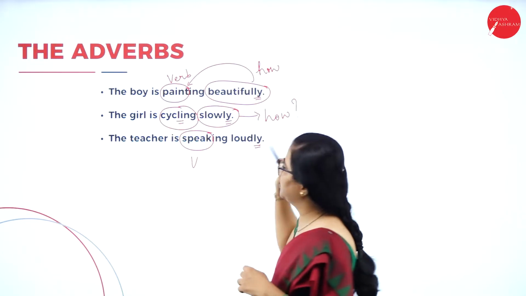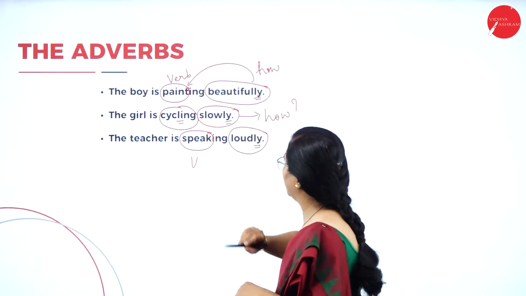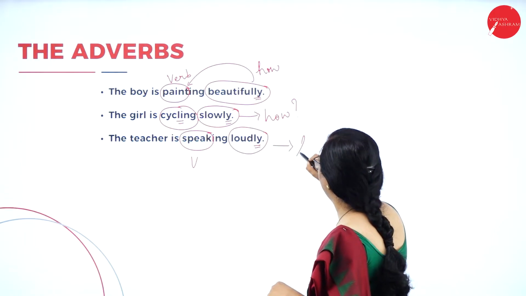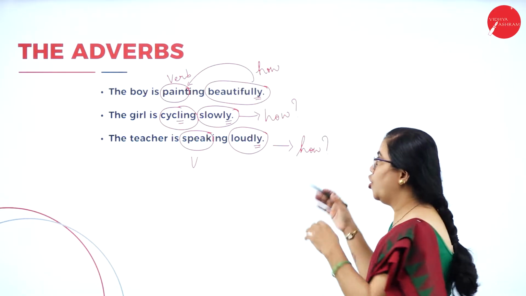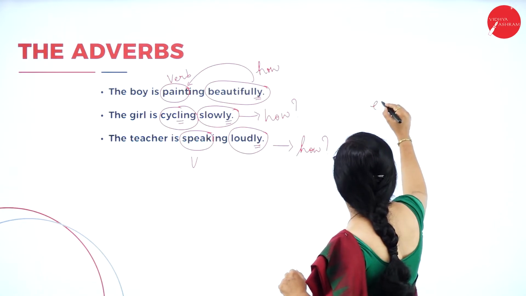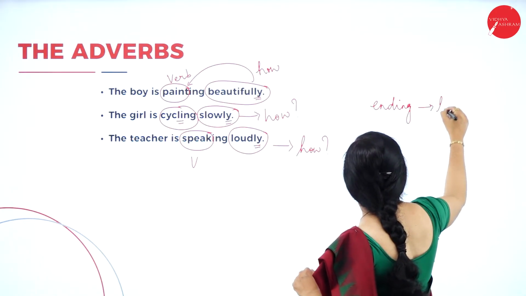The manner in which she is cycling, isn't it? So here also, how is the teacher speaking? The teacher is speaking loudly. Okay, how is the teacher speaking? So all these words are ending with ly.